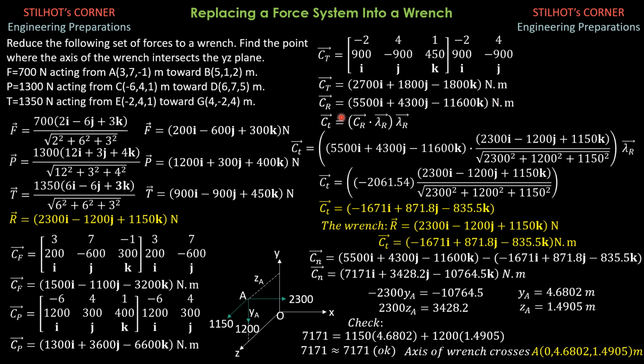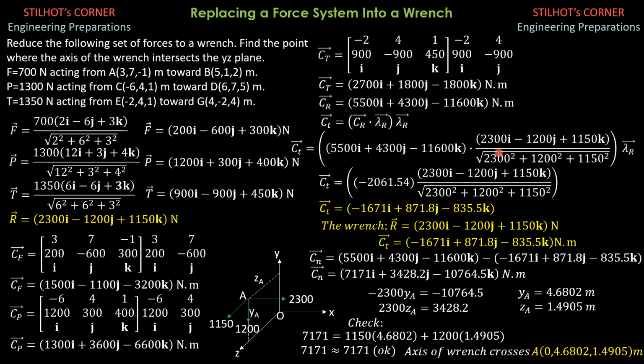And from there, we can now compute the component of the resultant couple in the direction of the force, the resultant force. So that is C sub r dot lambda of r, unit vector of r, then times lambda of r to make it in vector form. So C sub t, this is C sub r dot unit vector of the force vector, the resultant vector. So times the same. But we will simplify this first.